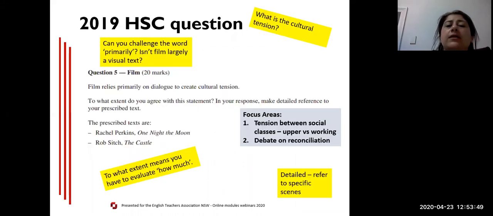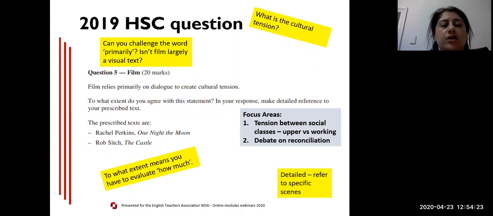Let's have a look at last year's HSC question in terms of how do you go about deconstructing this question. And the question, which was question 5, was: film relies primarily on dialogue to create cultural tension. The first thing you need to be doing when you look at this question is looking at what is the cultural tension. What's the culture, first of all, that you want to look at. What's the tension between those cultures? And I think I've written 2 focus areas there.